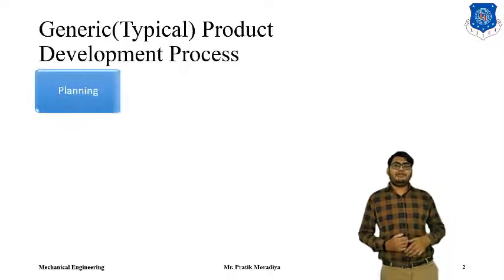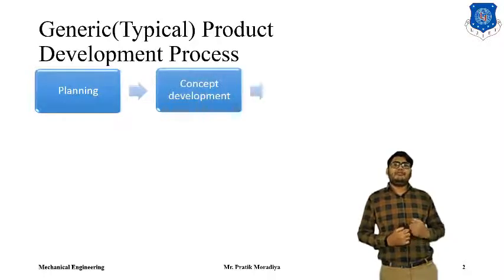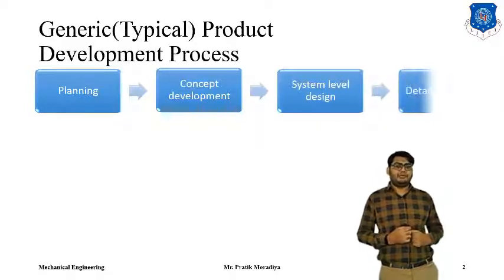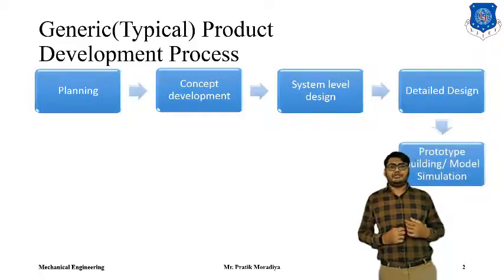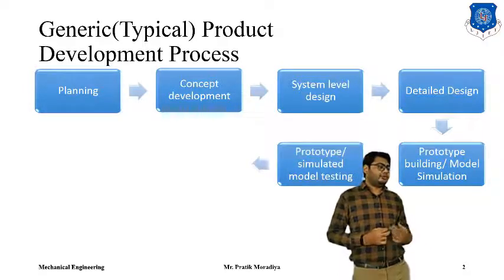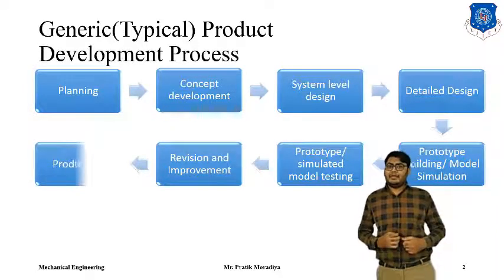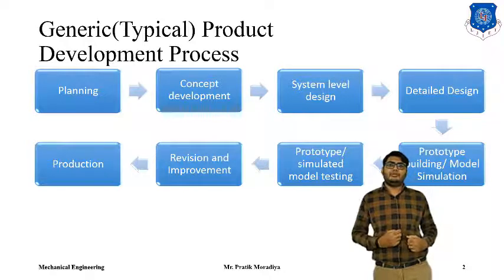Now we have already discussed the generic or typical product development process, and you are familiar with its steps. It starts with planning, then we develop a concept, then we go for system level design, then detailed design, then we do some prototype building or model simulation. After that we do the testing of the prototype or model, and then we do necessary revision and improvement, and we go for production. This is what a generic product development process will look like.